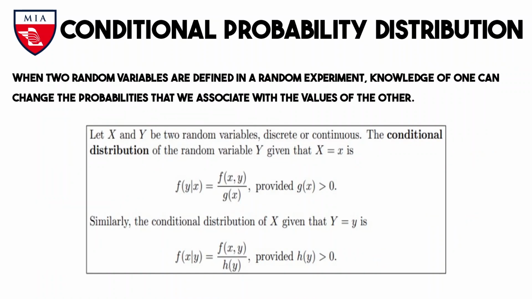Okay? So last, we have the conditional probability distribution. So when two random variables are defined in a random experiment, knowledge of one can change the probabilities that we associate with the values of the other. Okay? So in terms of conditional probability, it is the possibility of an event happening based on the existence of a previous event or outcome. So in this case, it's more like the multiplication rule number 2, wherein we have dependent variables. Okay?